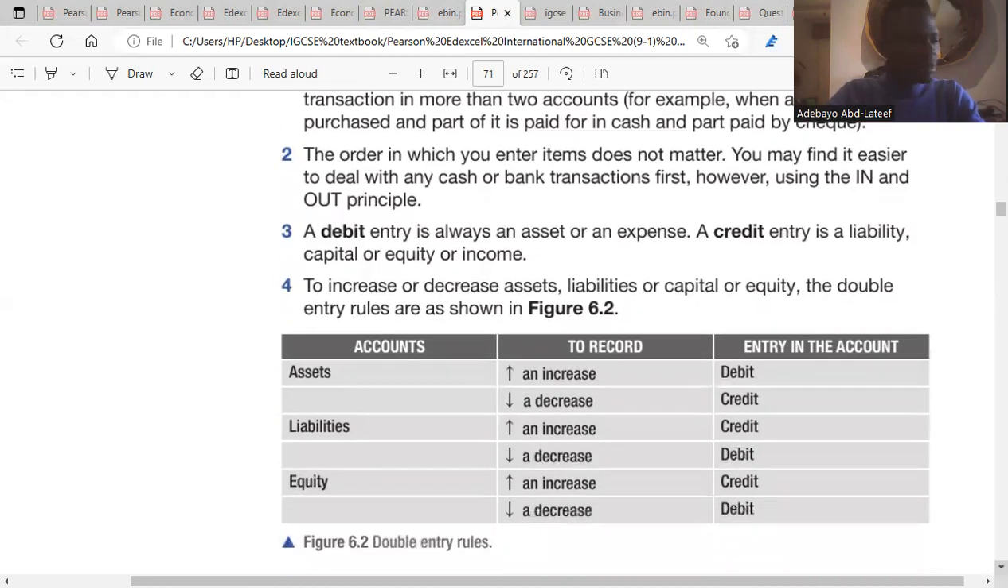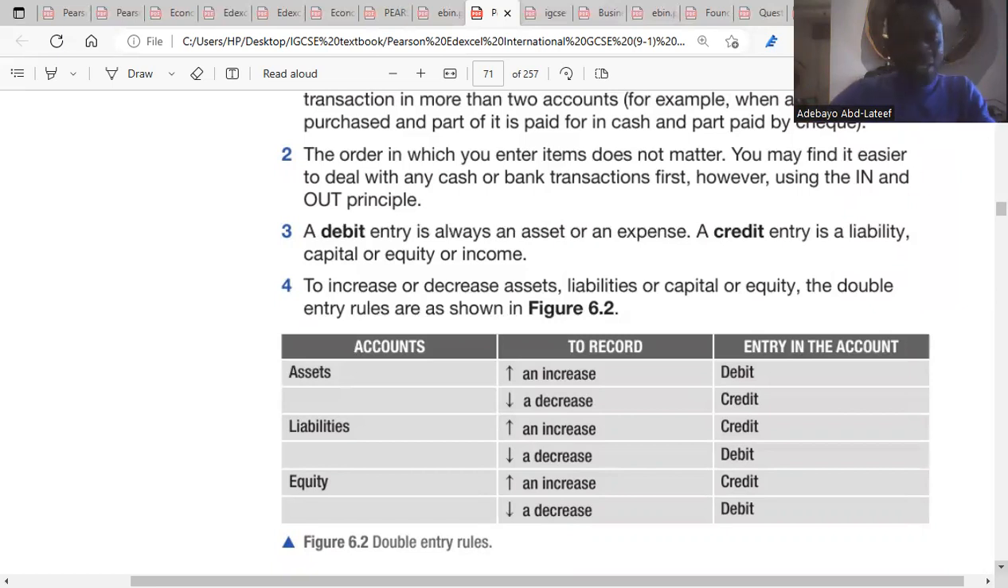Now the last one is about increasing or decreasing assets, liabilities, or capital or equity; the double entry rules must be followed. So as a business, sometimes you increase your assets, sometimes you decrease your assets, sometimes you increase or decrease your liabilities, sometimes you increase capital by putting more money into the business, or you reduce the capital by withdrawing from the business. That is drawings. So how do you go about these transactions? What items do you credit? What items do you debit? If you have to increase your assets, what items are you going to debit? If you have to decrease your assets, what items do you credit?